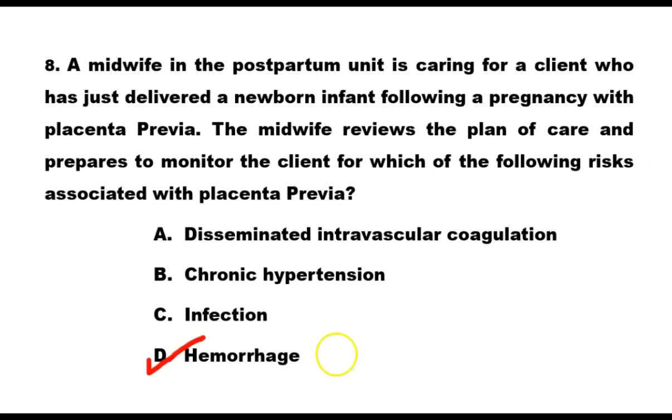The correct answer is hemorrhage. Hemorrhage is mostly associated with, and is a high risk factor for, placenta previa.